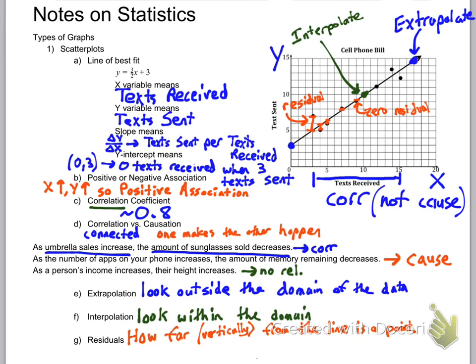When you make a line of best fit, you're trying to minimize the residuals. You're trying to make the residuals as small as possible because you want as many of the points to be as close as possible to the line. That's why it's called a line of best fit.